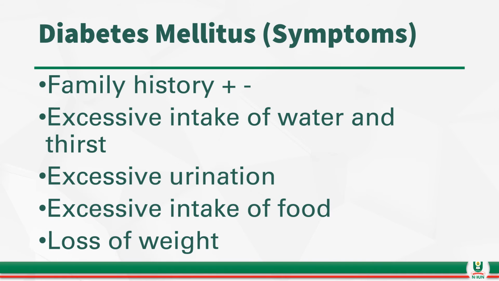Now, in the activity, we asked what are the symptoms of diabetes mellitus. Usually, there may or may not be a family history of diabetes in such people. There could be excessive intake of water, and the person gets thirsty in as much as he takes water. The person also urinates excessively and takes food excessively, and despite eating excessively, there is progressive weight loss as well.